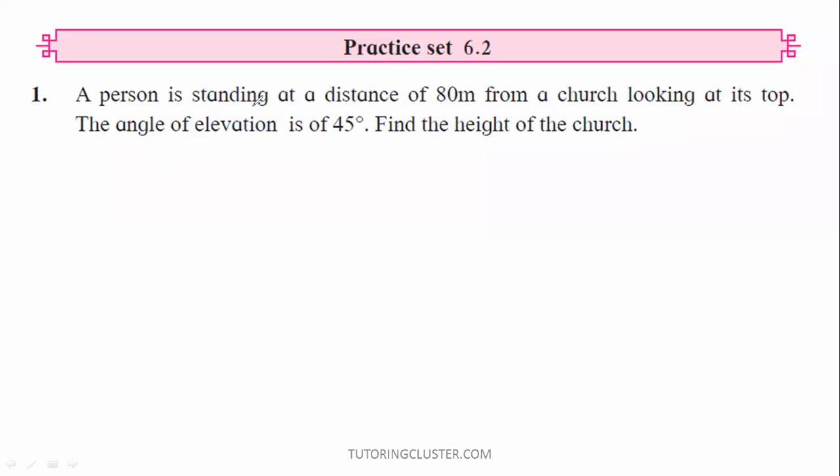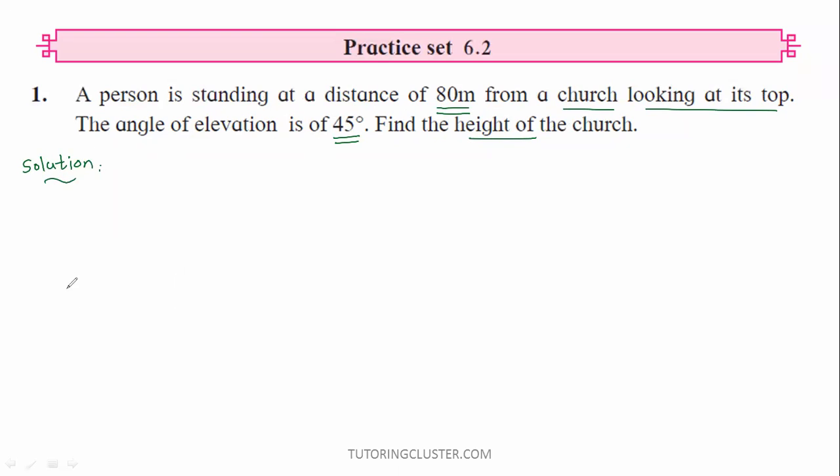A person is standing at a distance of 80 meters from a church looking at its top. The angle of elevation is 45 degrees. Find the height of the church. Now, let us try to imagine what the given things are.